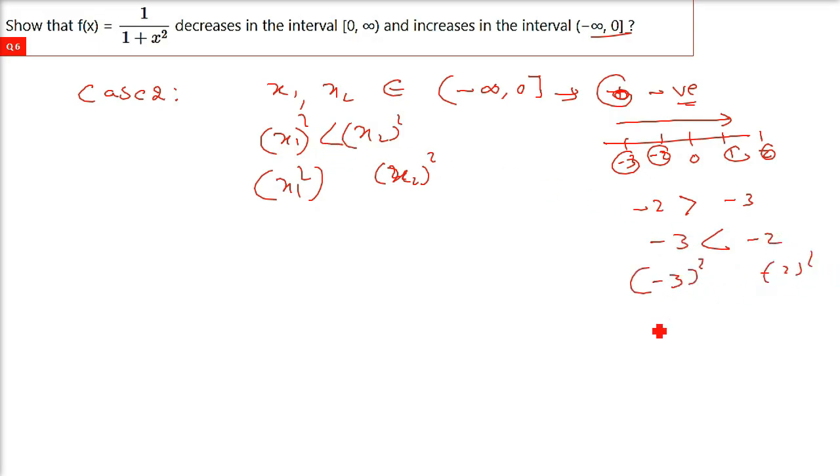When you square it, what do you get? You will get 9 and 4. Now the sign will change. -3 was less than -2. But indeed, when you squared it, 9 is greater than 4. That is why x1 square is greater than x2 square.